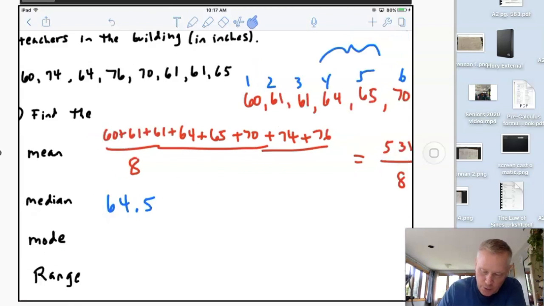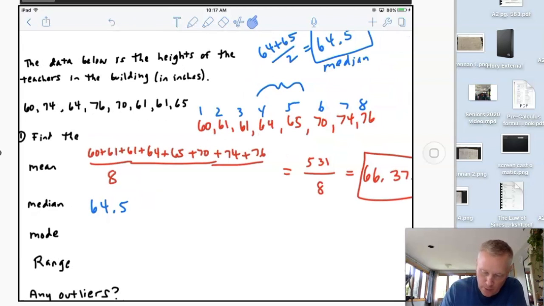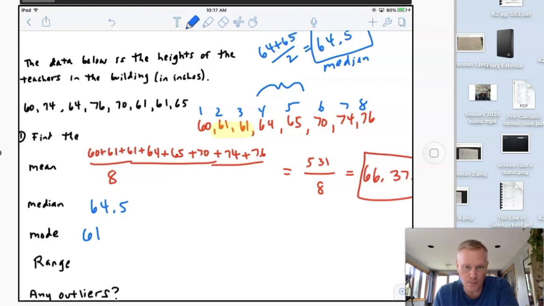The mode is the one that shows up the most frequently. So since I have 2 61s, that's my mode, which is certainly not near the middle, really. Range would be the biggest number minus the smallest number.